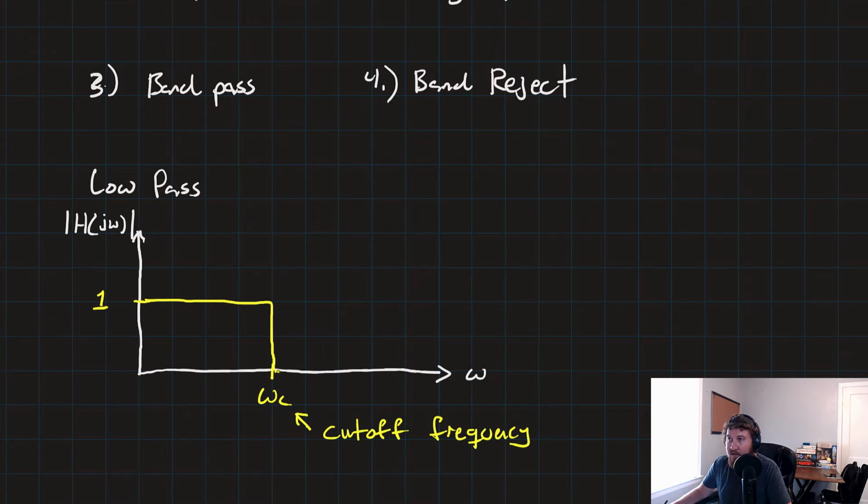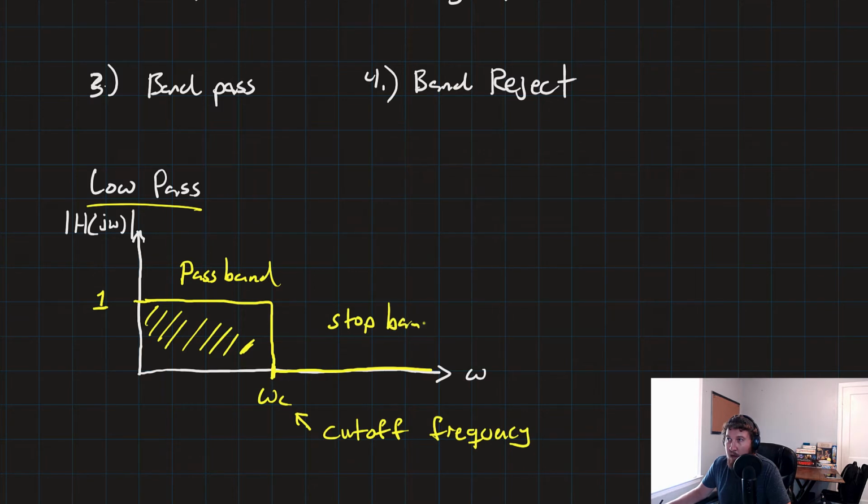This is for an ideal case. Obviously, in real life, it won't do this. But the idea is that for a low-pass filter, the transfer function will be 1, so it'll just let everything pass through undisturbed until you hit the cutoff frequency, and then it'll cut out everything. This section here, where we're allowing everything to pass through, is called the pass band, and where we're stopping everything is called the stop band.